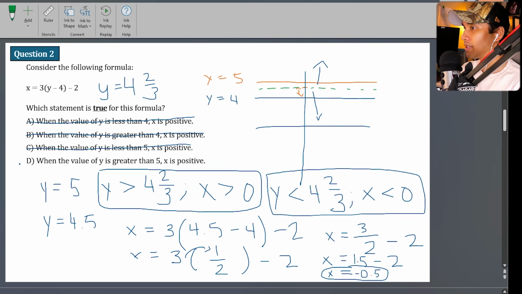Now that leaves us with D. When the value of y is greater than 5, x is positive. And this is our safest answer. Because look, if we go above 4 2/3, everything above it is positive. Everything for sure is positive. And then it's asking us what's happening at y equals 5, any values greater than 5, it's always going to be positive. So that makes D correct.